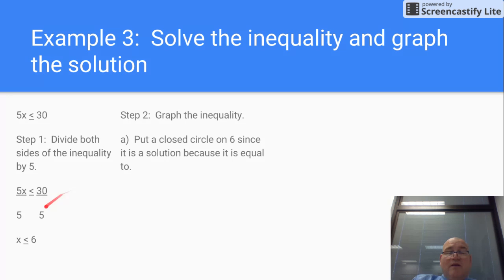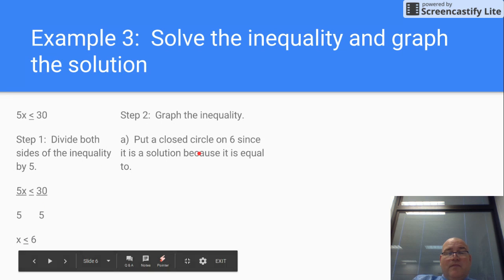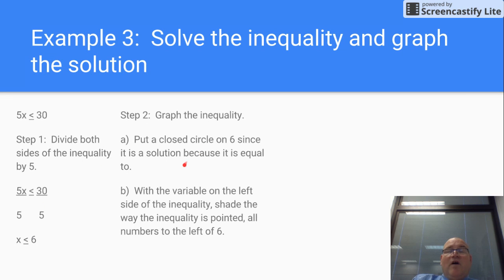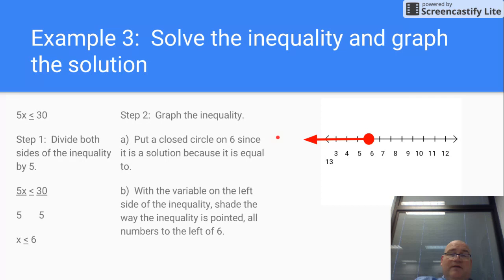Step 2, we do have to graph the inequality. Closed circle on 6 because it is a solution, because it's equal to. The variable is on the left side of the inequality, so we're going to shade the way the inequality is pointed, all numbers to the left of 6. So here comes our number line. Closed circle goes to 6, shading everything to the left. And thus example 3 is done.